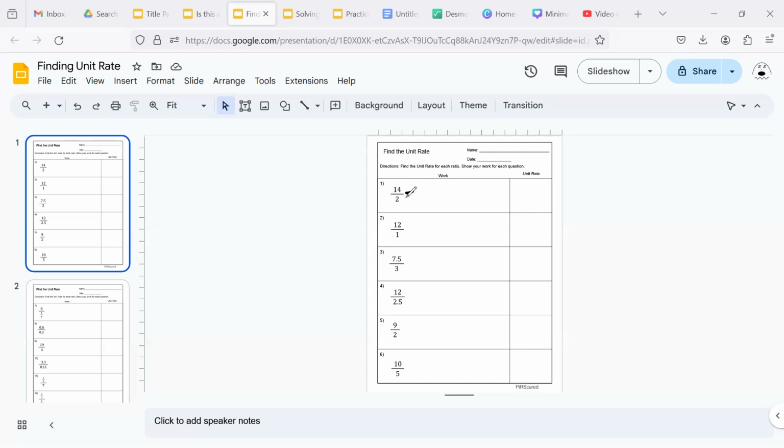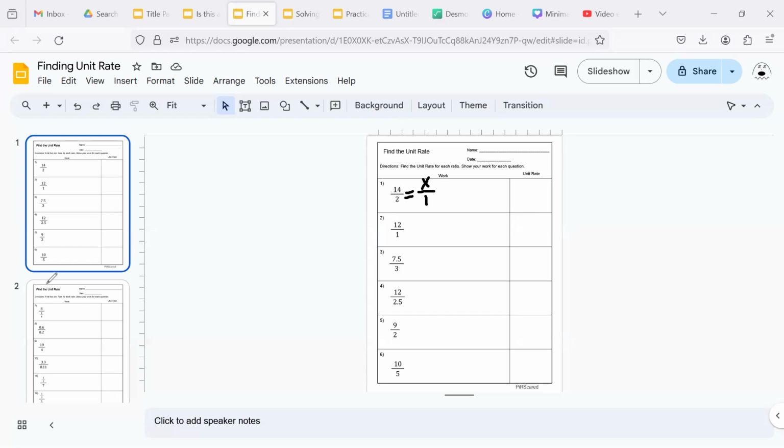So what you can have your students do, if they really have a good understanding of proportions, is have them set up a second proportion, and you know that in the denominator you want one, and so they could go ahead and find that cross product and solve for X.